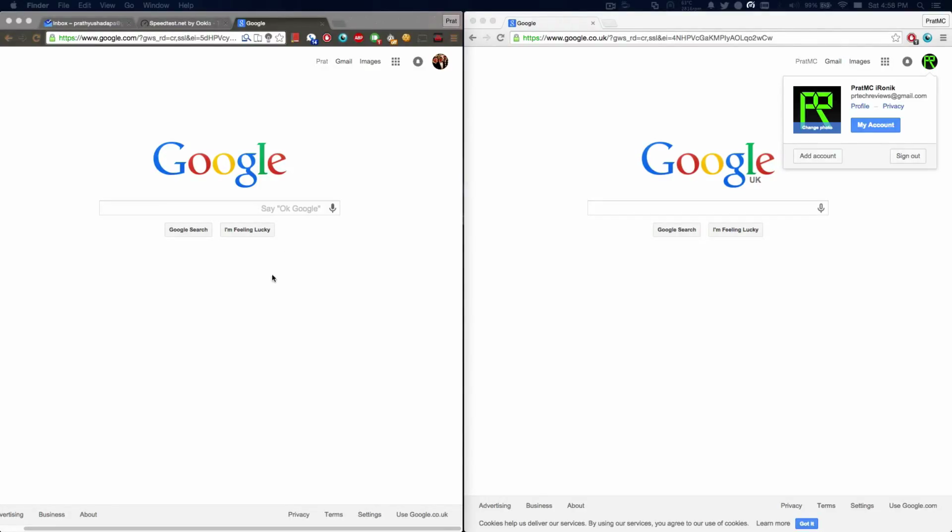Today I'm going to be reviewing something kind of cool that I found out. This is a way to have two different Google accounts at the same time on the same computer under Chrome. Basically, this is like running two instances of Chrome, or two versions of Chrome, at the same time, so you can have two different accounts synced at the same time.